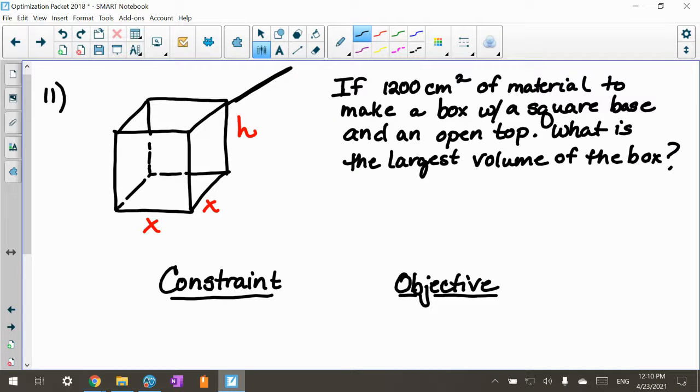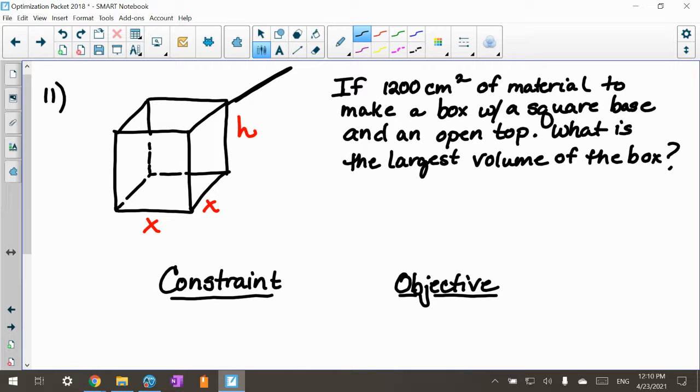Okay, this is for my Calculus 1, and we're in our optimization chapter. And this is page 306, number 11, where we're talking about a box. It says if 1200 square centimeters of material is used to make a box with a square base and an open top, what is the largest volume?